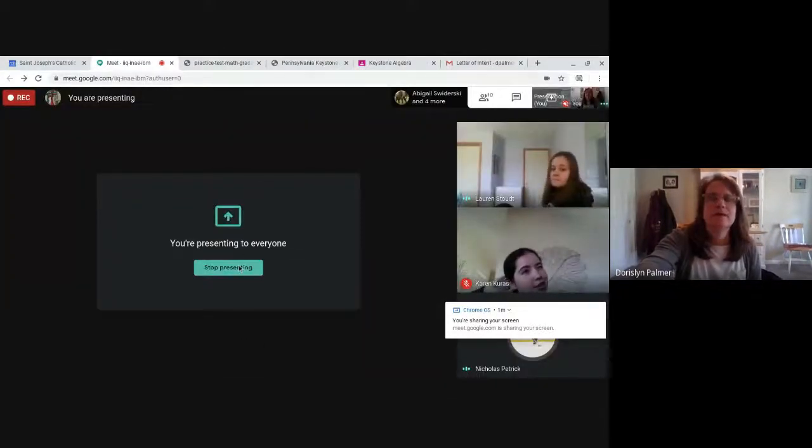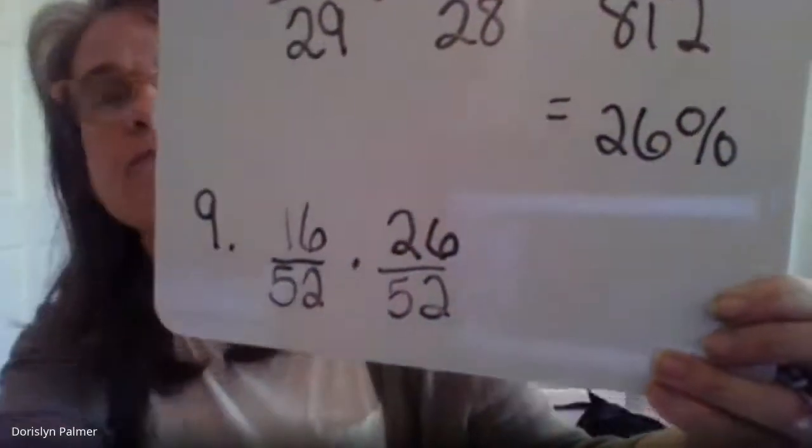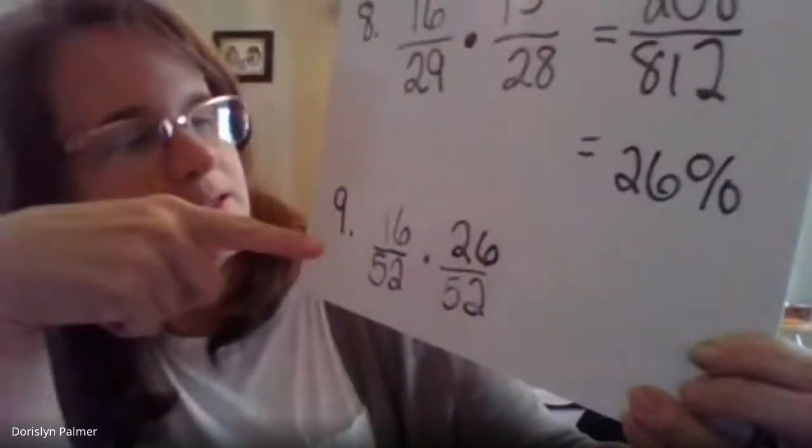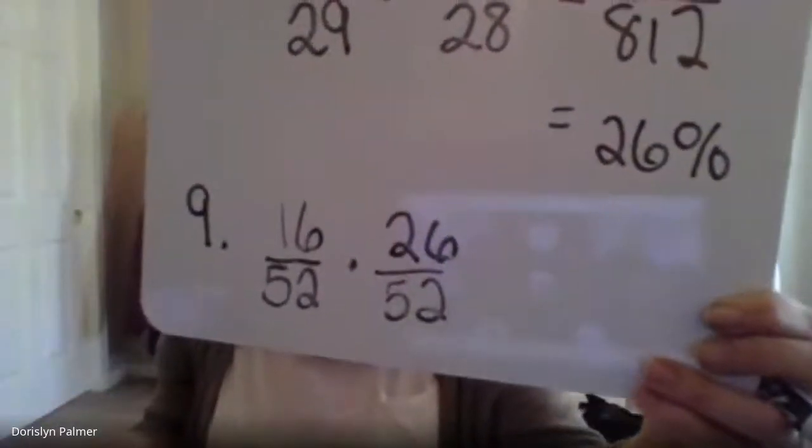Okay. So Nicholas said we're going to do this probability. 16 over 52, 16 face cards, times 26 over 52. And straight across again, and then turn it into a percent. Okay, so I want you guys to work that one out right now.